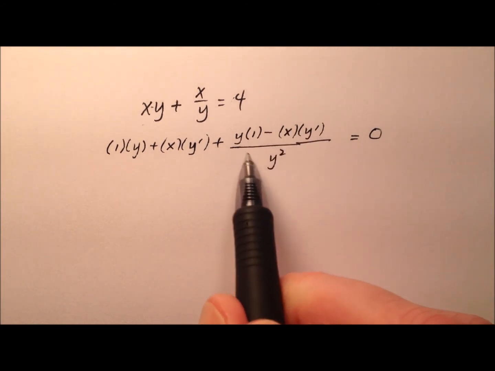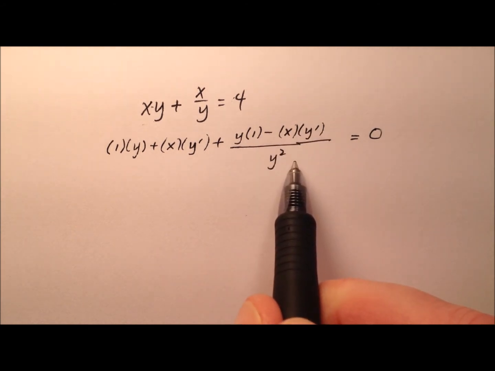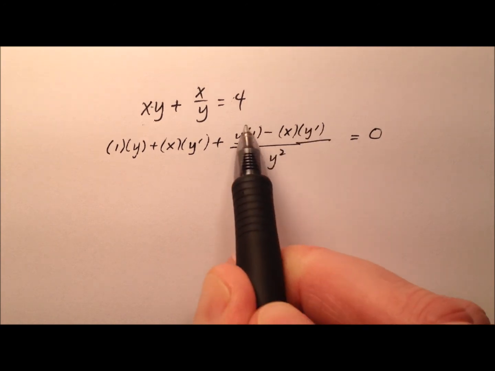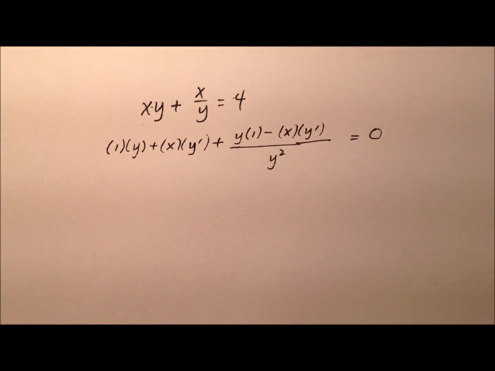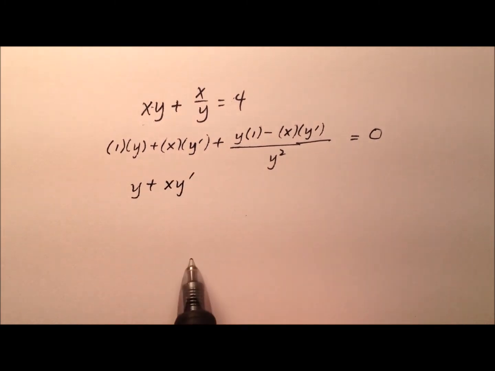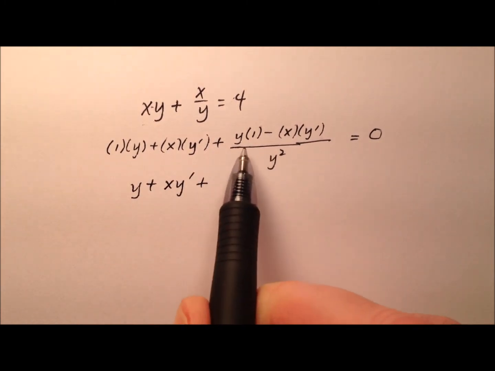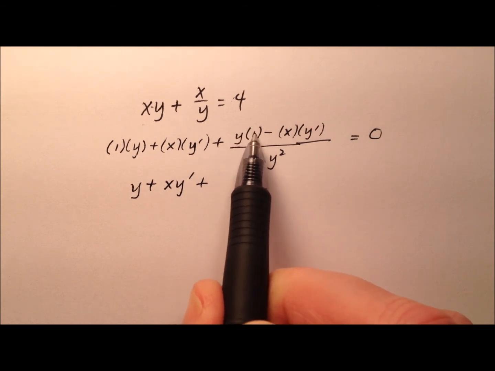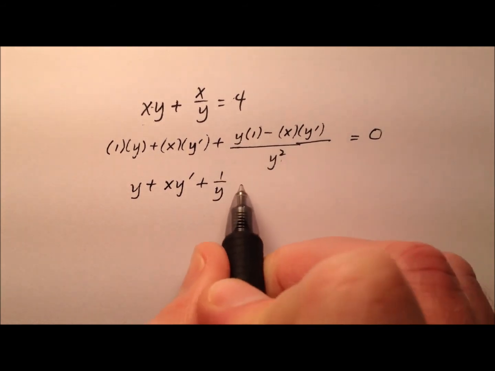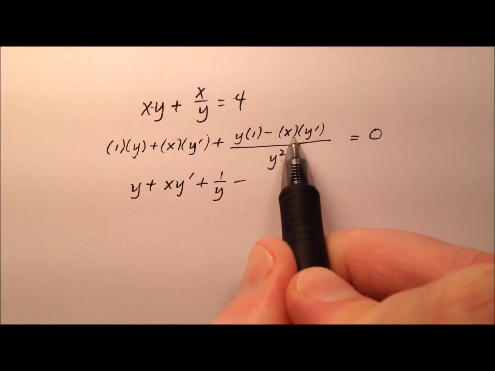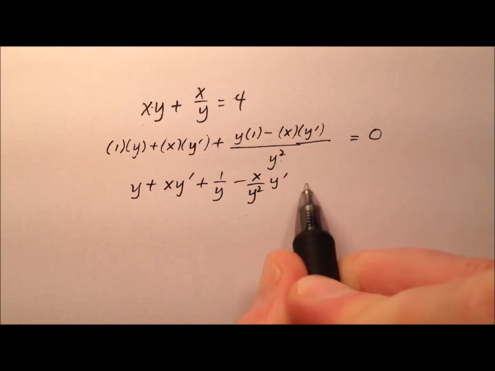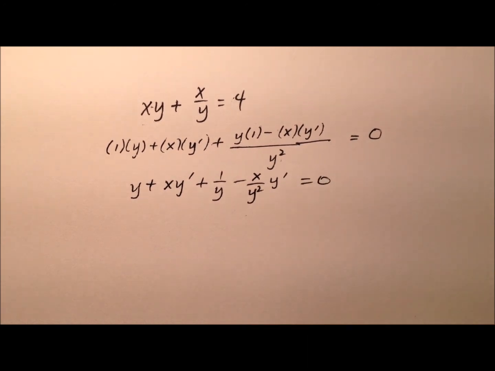And I also notice with this fraction, after we use the quotient rule, that one of these terms does not have a y prime and one of them does. So I'm going to want to break this apart. Okay, so we have y plus xy prime plus, and this is y times 1, which is y, over y squared. So it'll simplify down to 1 over y, minus, and then we have x over y squared with that y prime, and that equals 0.